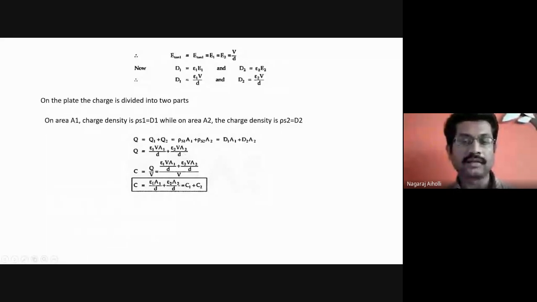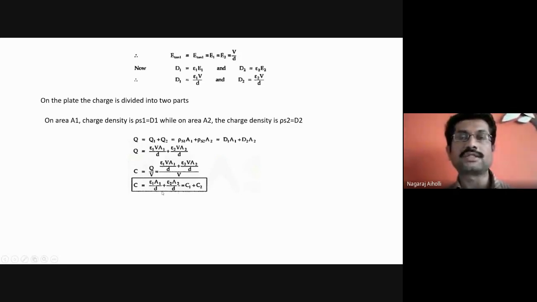Now C is given by Q by V. We know the basic equation for capacitance: C is equal to Q by V. The above equation for Q is epsilon 1 V A1 by D plus epsilon 2 V A2 by D, divided by the potential V. Now V in the numerator and V in the denominator get cancelled, and we get C is equal to epsilon 1 A1 by D plus epsilon 2 A2 by D.